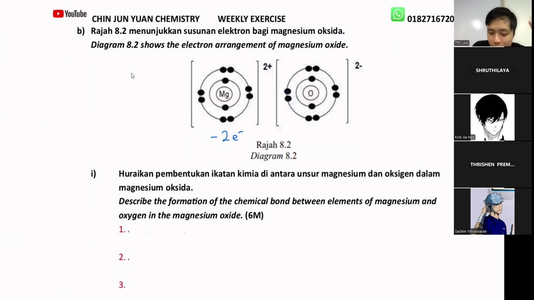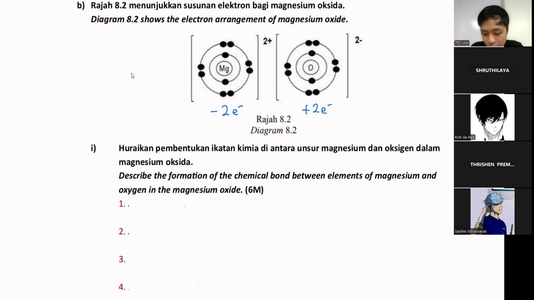Actually the diagram is supposed to show the electron difference, but it's okay. So O 2 minus means the O has received 2 electrons. Describe the formation of the chemical bond between elements of magnesium and oxygen in magnesium oxide. You have to explain donate how many electrons, receive how many electrons, what compound forms, attracted by what force. Also have to say.